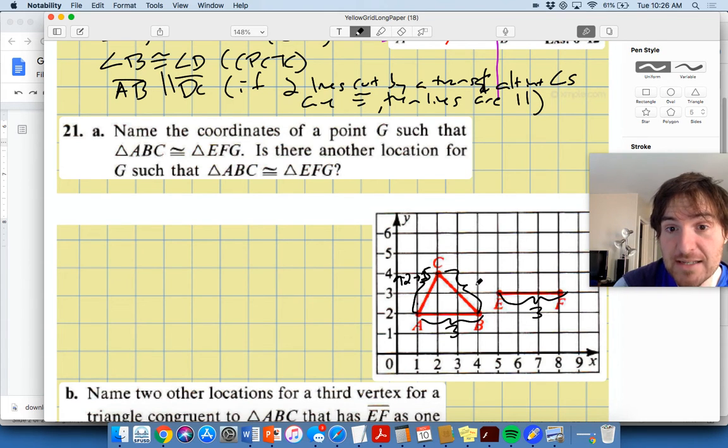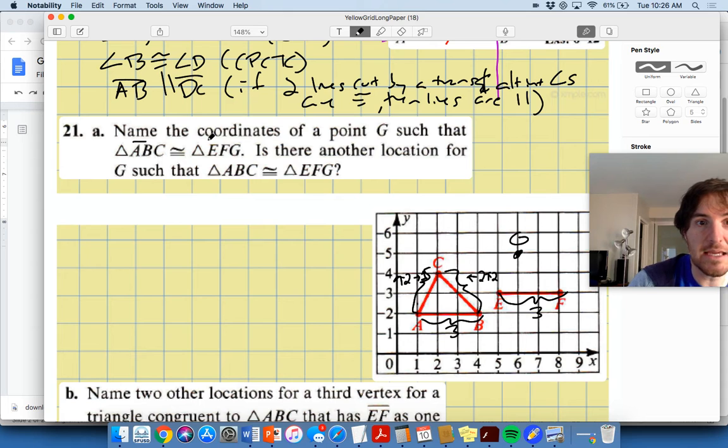And here, going from B to C, we're going to go left 2 and up 2. So we're just going to do that over here, and I think it'll work out. This is a side length of 3, so we're going to go 1 unit over and 2 units up. Boom. There we go. So that's G right there, such that triangle ABC and EFG are congruent.